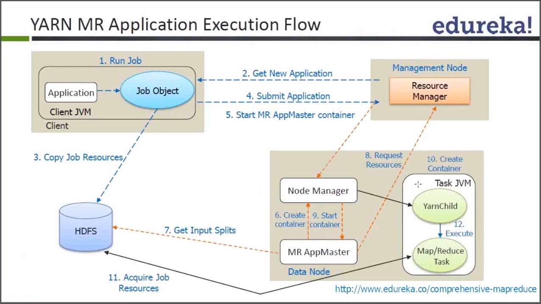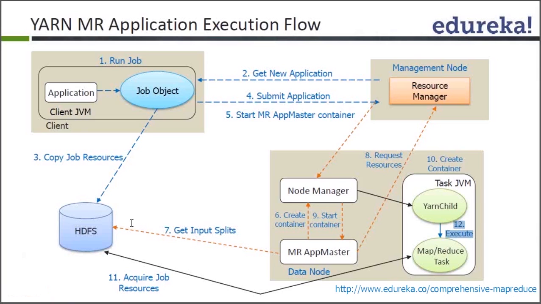And then you will see the node manager will actually start the container. That is step number 10. But before step number 10, step number 9 is the container being started by the node manager. It will create that container in step number 10. The MapReduce task will actually go ahead and get the resources from the HDFS, and the execution would happen. These are the 12 steps that we have over here.